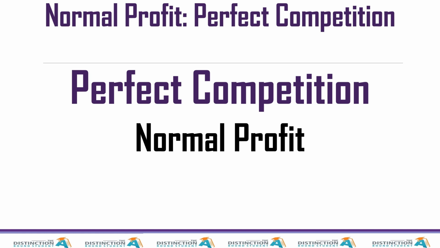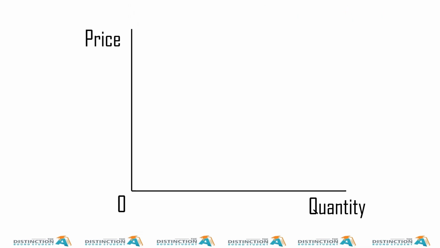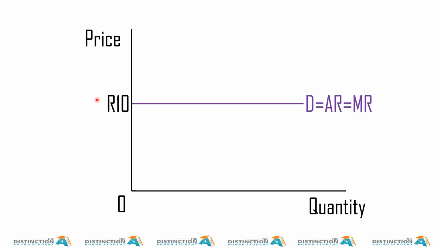In this particular lesson, we are going to talk about normal profit for a perfect competitor. To get started, as usual, we start by drawing our axis: the price axis, that's the one that is vertical, and the quantity axis is the one that is horizontal. Like I always say, you have to tell a story, and your story has to make sense. So for it to make sense, we're going to start by drawing our demand curve, which is horizontal.